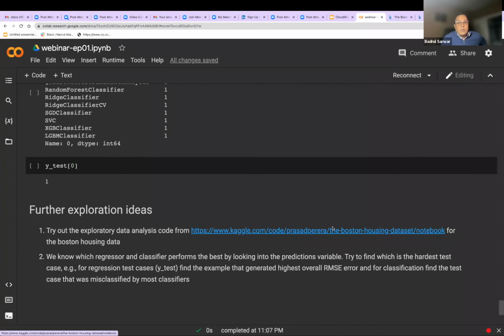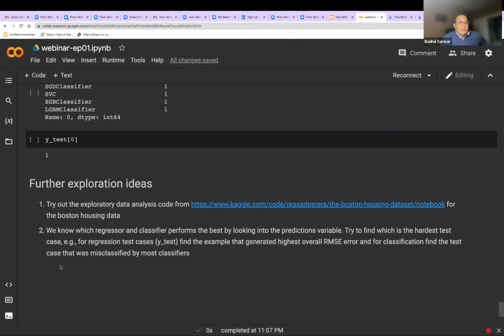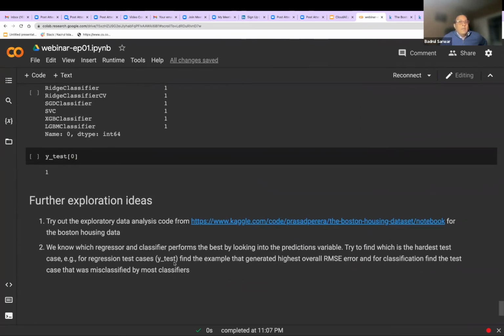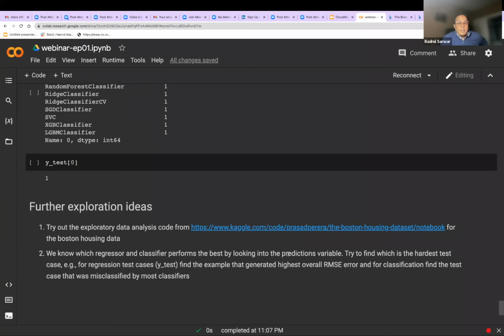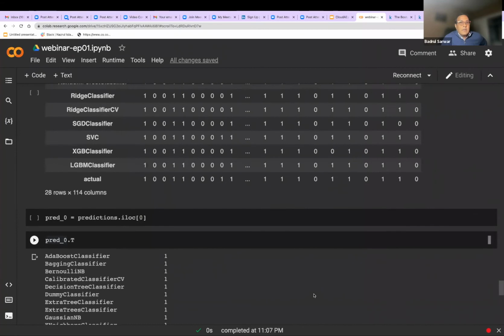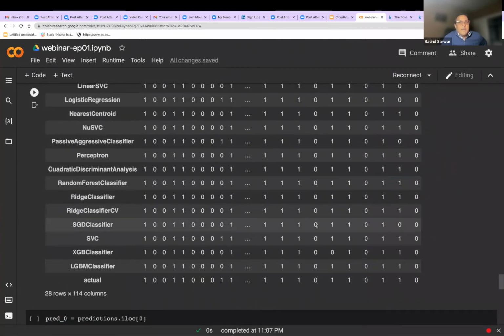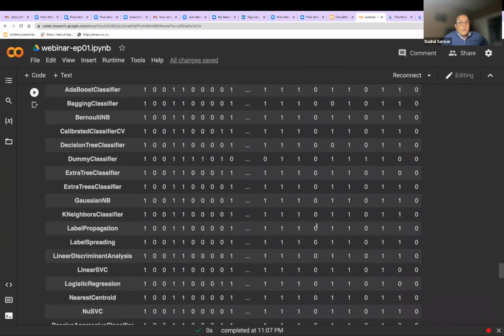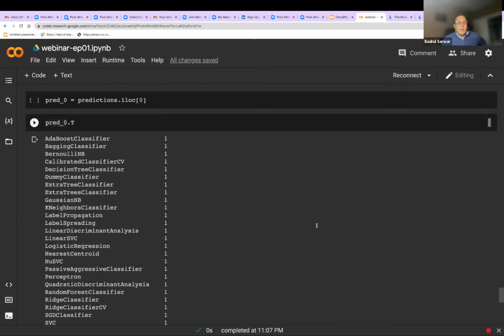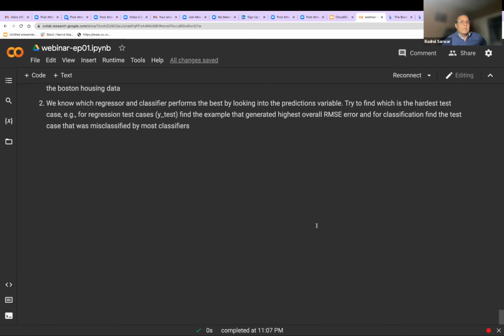You can go to the Boston housing data set and do some exploratory data analysis. There is a notebook that I have provided; you can just get some code from there and run it. Then do some more analysis to find which regressor and classifier performs the best. We know that, but we want to find, given a test case, which is the most difficult one that all classifiers did poorly on. Just some pointers about exploring this data set. I'm a little over time right now, so I'll stop here and take any questions.